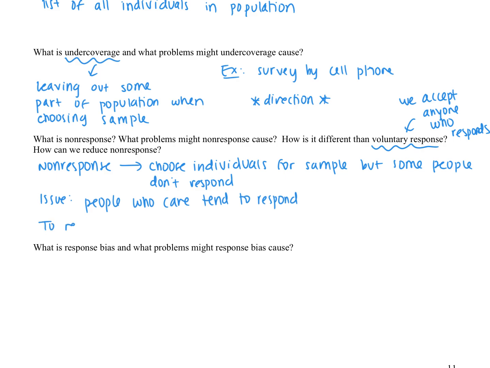To reduce non-response bias, you're going to need to follow up with the people. Taking another survey is not going to do anything because there's an issue with our design. So either follow up with the people who didn't respond, maybe you offer them money of some kind.